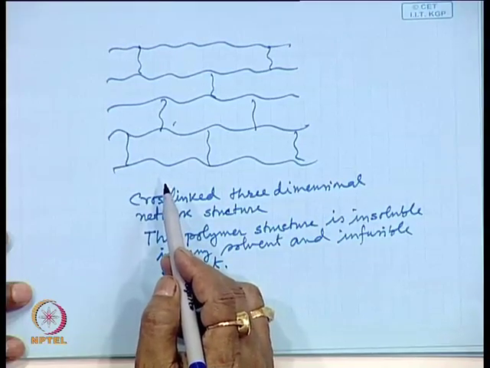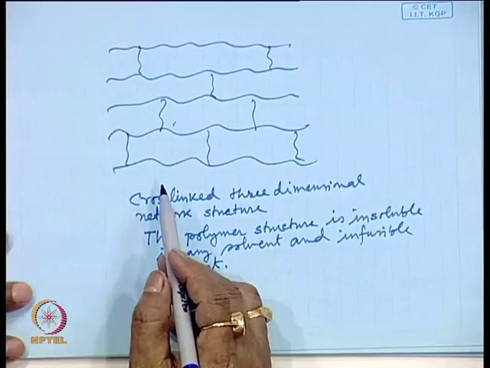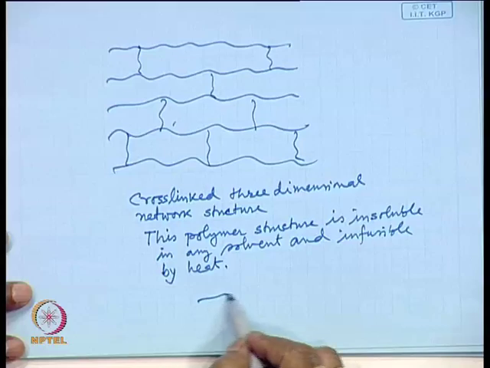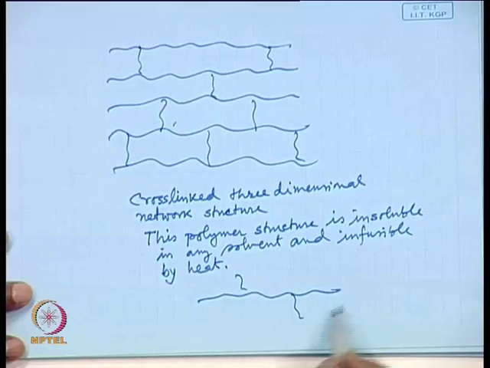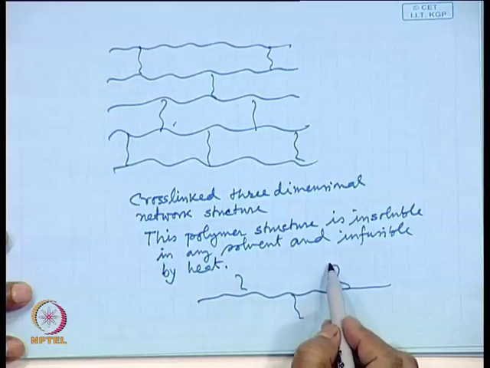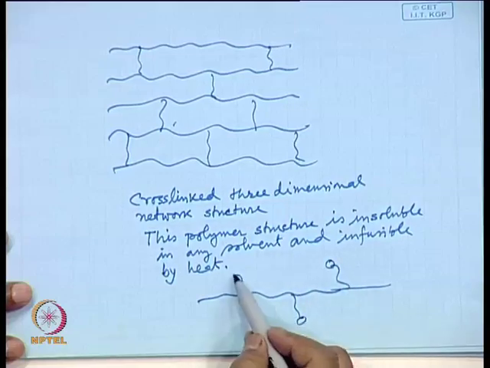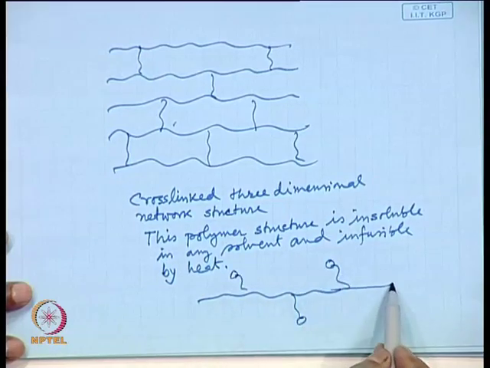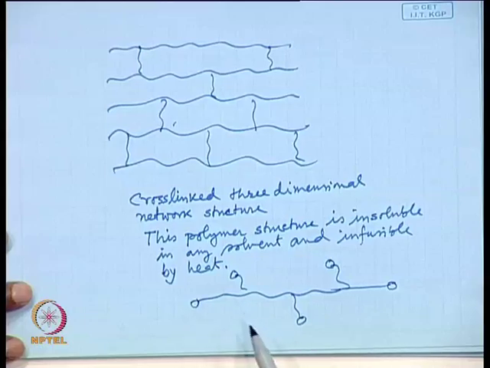So, what you have to do? You have to stop the polymerization at the branch level like this. You have to stop the polymerization here, because each of these ends are reactive. You can consider this as a pre-polymer.